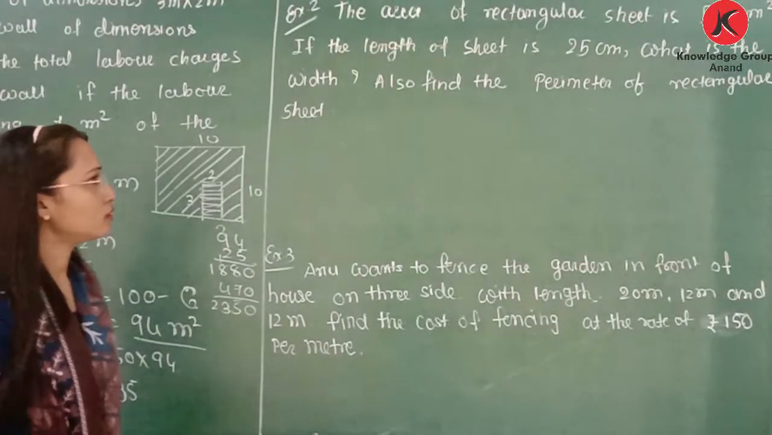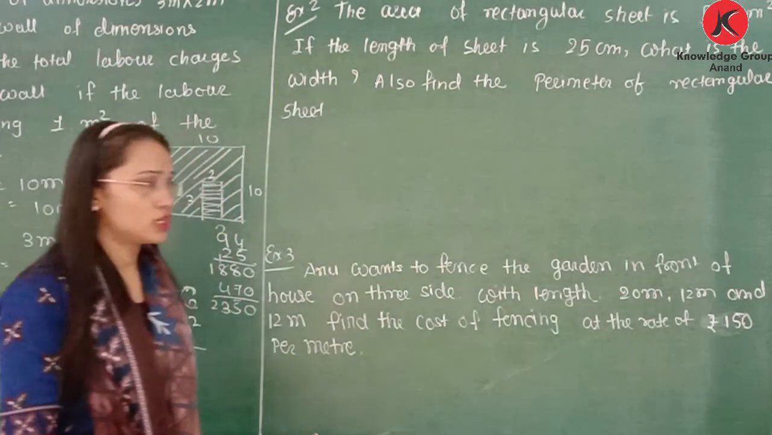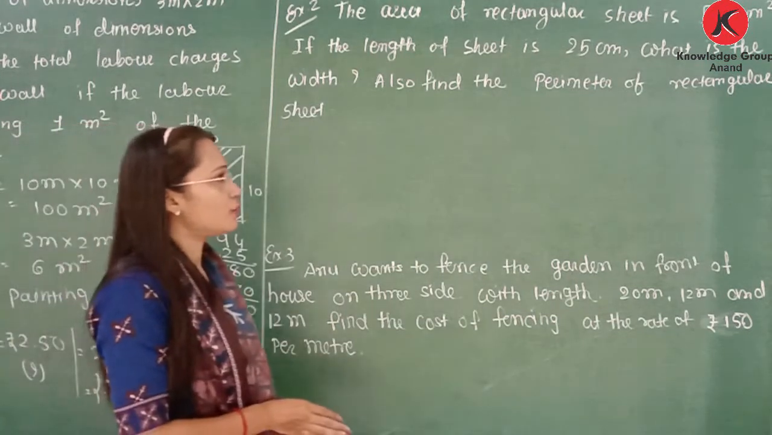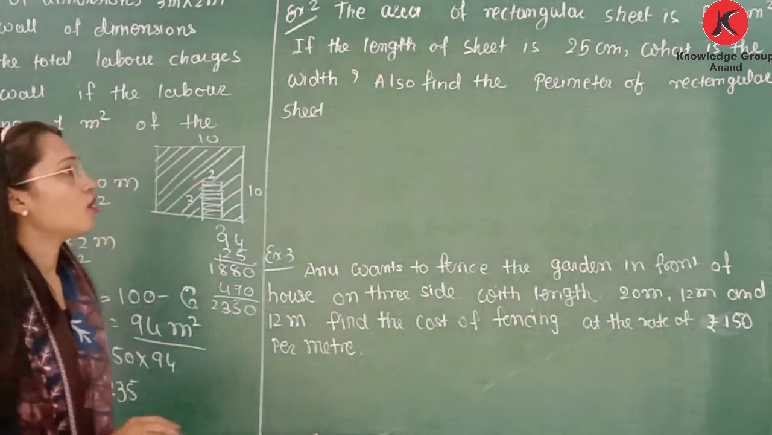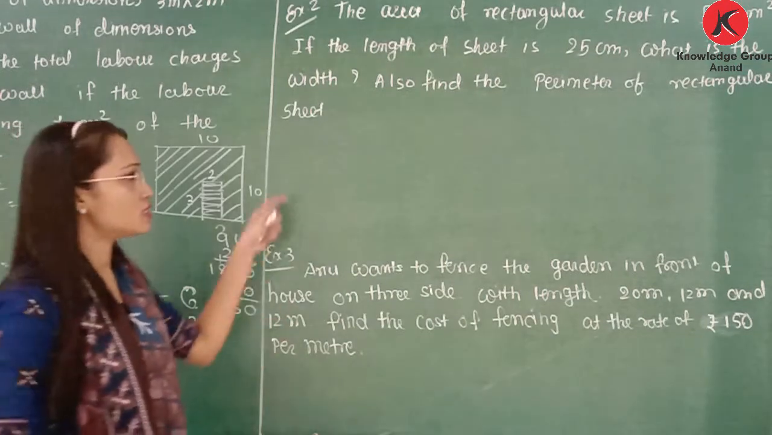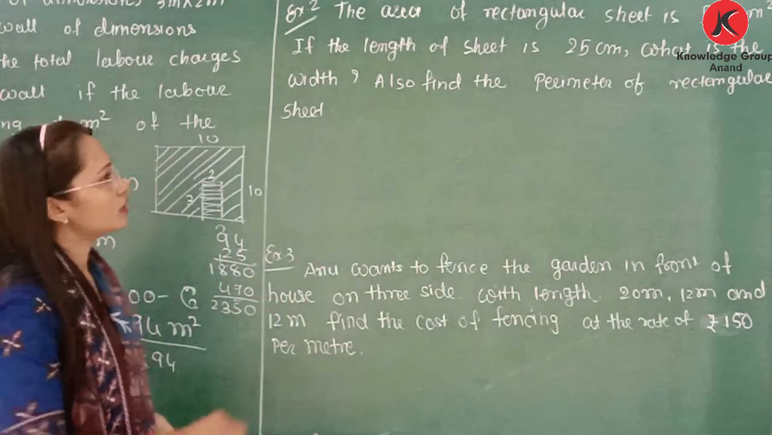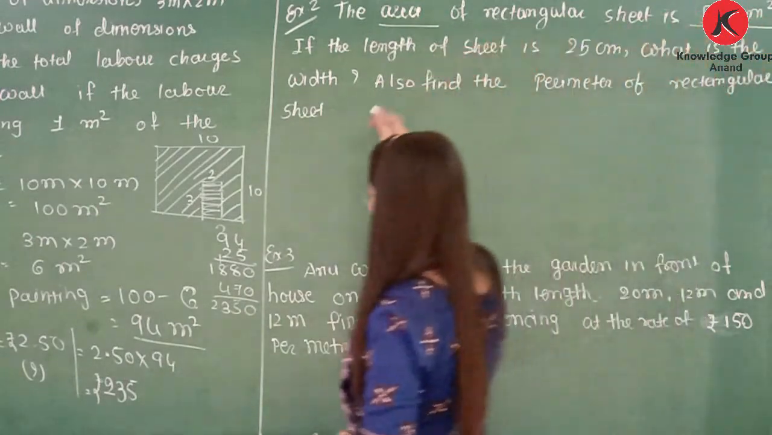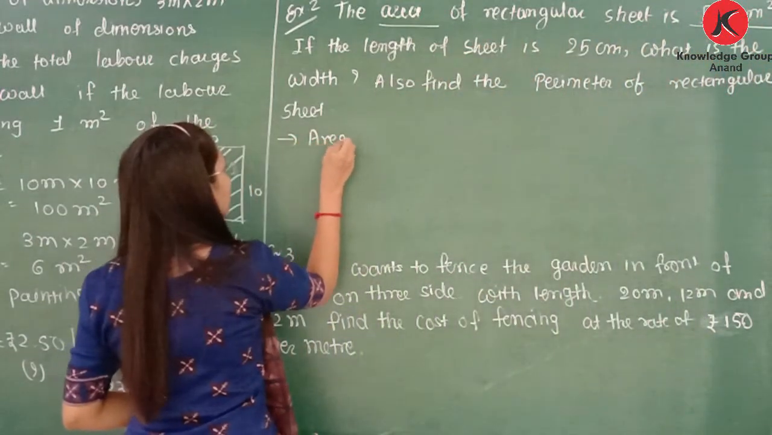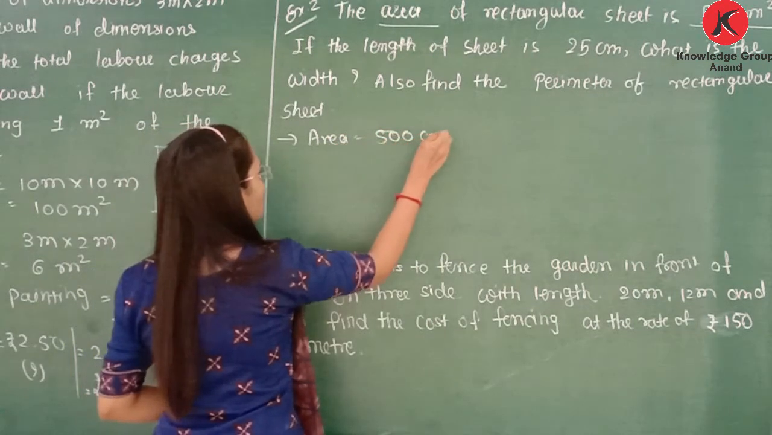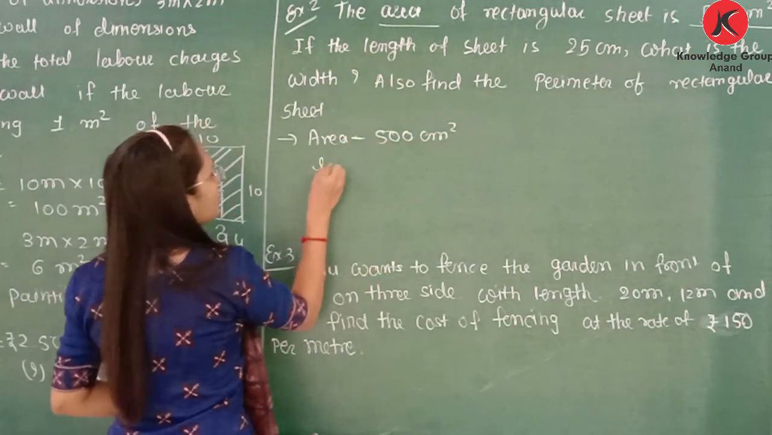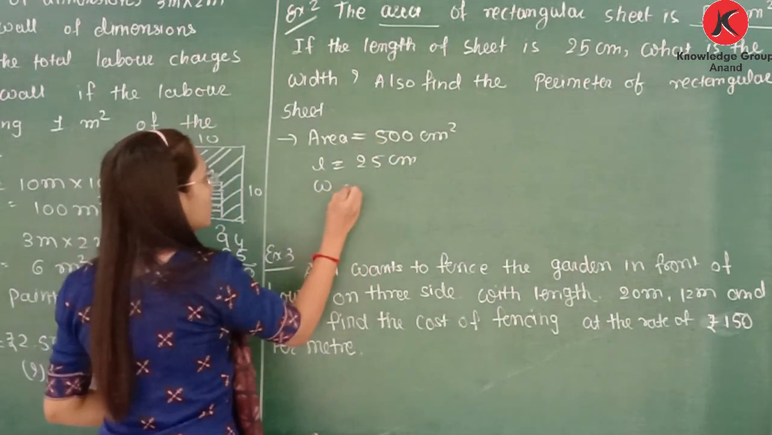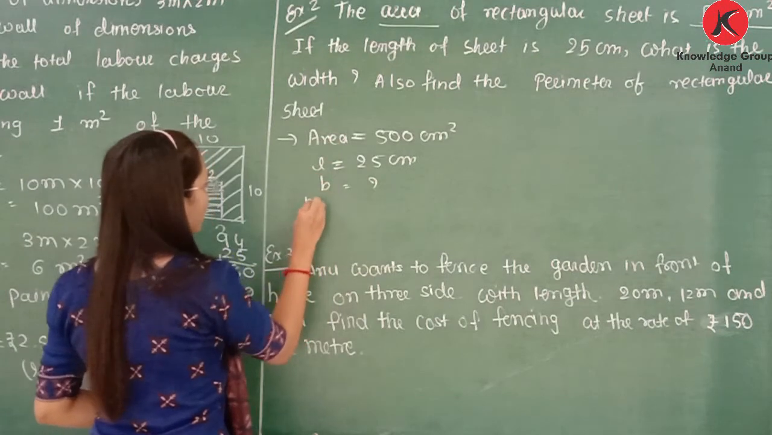Now next example. The area of a rectangular sheet is 500 centimeter square. If the length of the sheet is 25 centimeter, what is the width? Also find the perimeter of the rectangle. This is the same example that we saw. So here the area of the rectangle is given, 500 centimeter square. So let's write: area is given 500 centimeter square. Length is given 25 centimeter. And you need to find the width, or you can say breadth, and the perimeter.